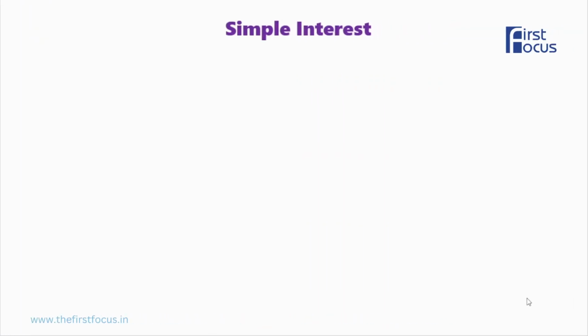Hi friends, today our topic is simple interest. The quick and easy method for calculating the charge for a loan is called simple interest. First of all, we have to know that interest is the amount we pay for using someone else's money. There are two types of interest. One is simple interest and another one is compound interest.